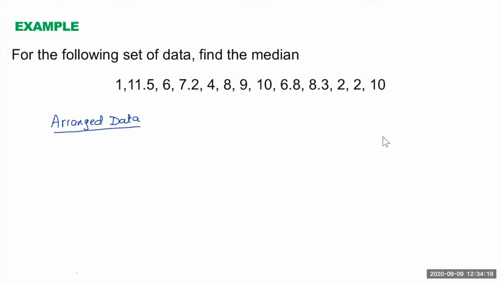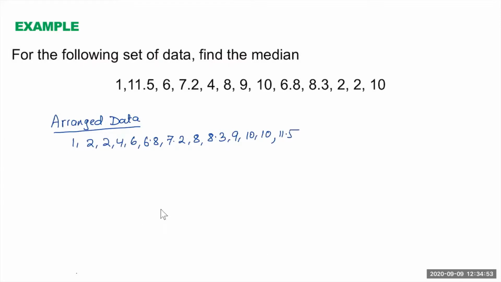we are going to start with the smallest data value here. The smallest data value is 1. Then you have 2 of them. Then you have 4. You have a 6. You have 6.8. Then you have 7.2. Then you have 8. 8.3. Then you have a 9. Then you have 2 10s, you can see. And you have 11.5. So that's your first step.